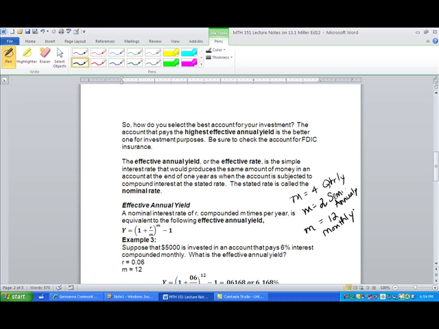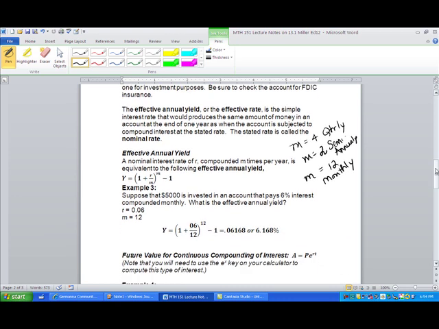Don't worry about where the formulas come from. Just be familiar with how to substitute into them.